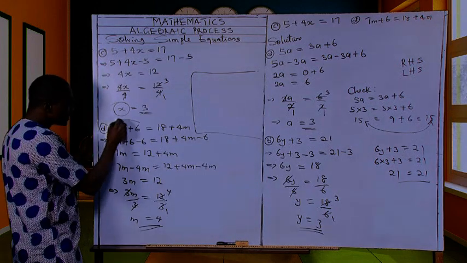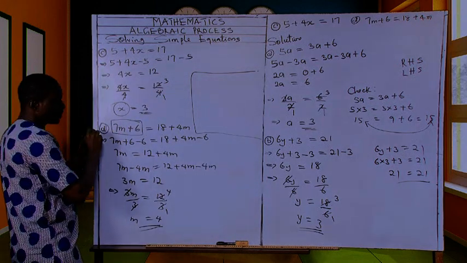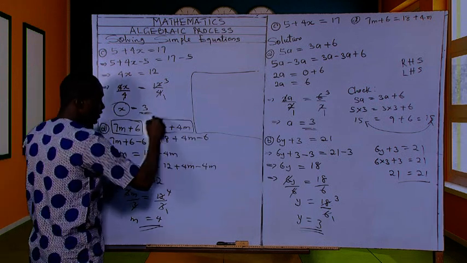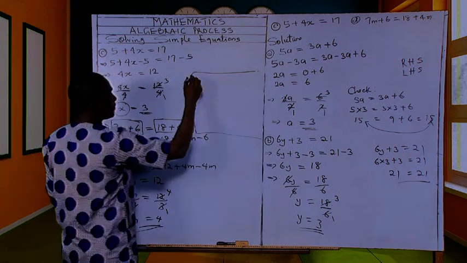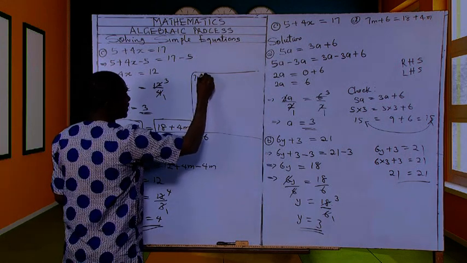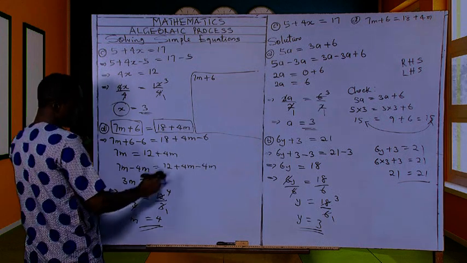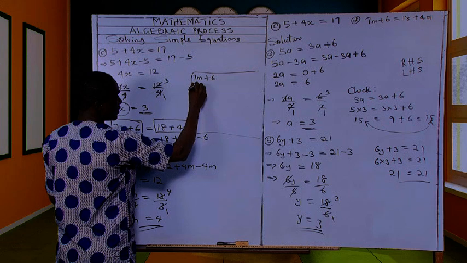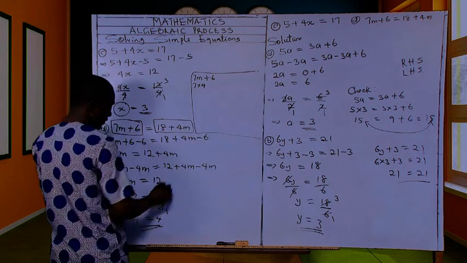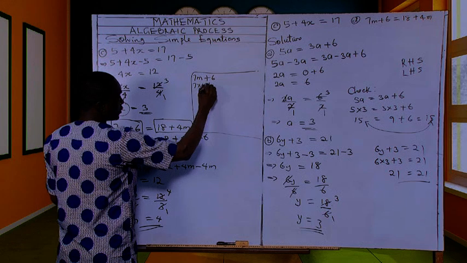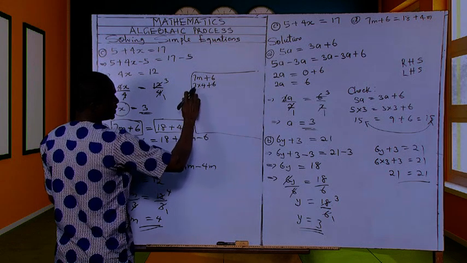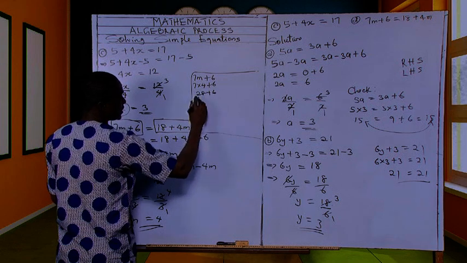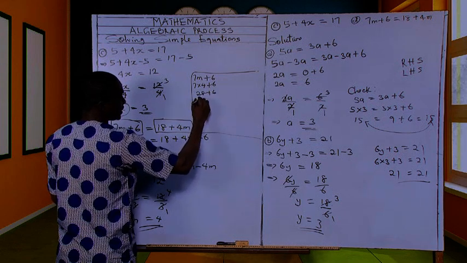We want to see if this expression will be equal to this expression. 7m plus 6. The value of m is 4. So 7m means 7 times m, which is 7 times 4, plus 6. 7 times 4 is 28, so we have 28 plus 6, which will give us 34.